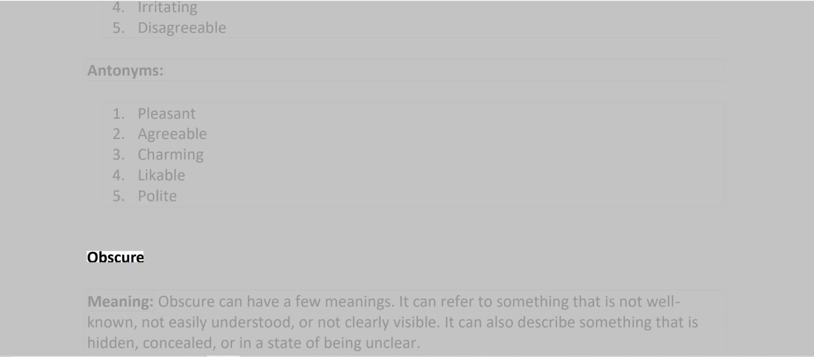Obscure. Meaning: obscure can have a few meanings. It can refer to something that is not well known, not easily understood, or not clearly visible. It can also describe something that is hidden, concealed, or in a state of being unclear.